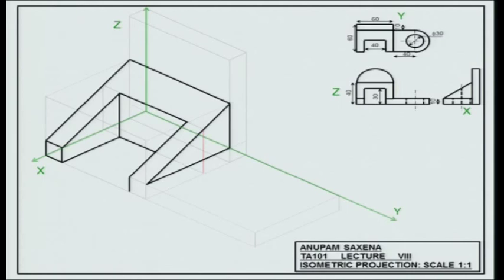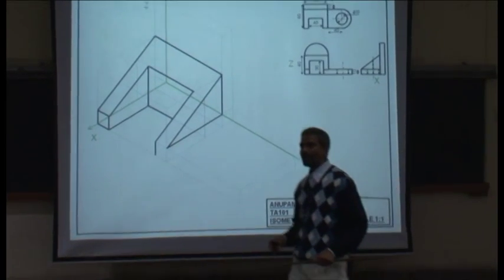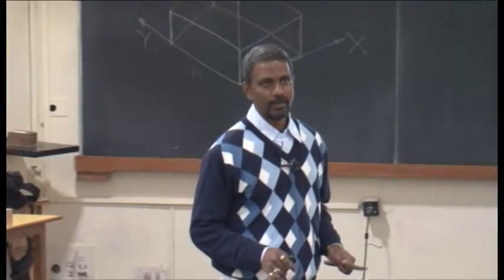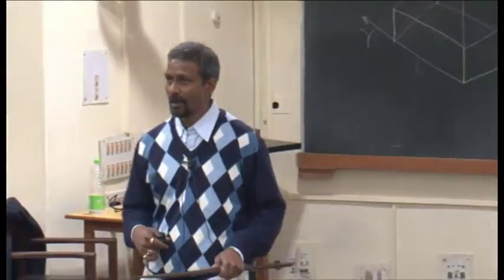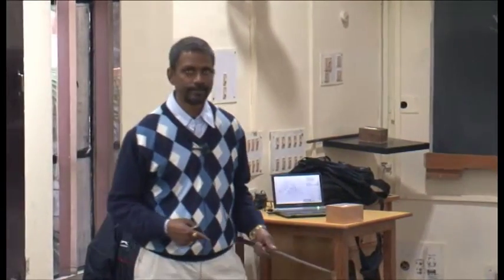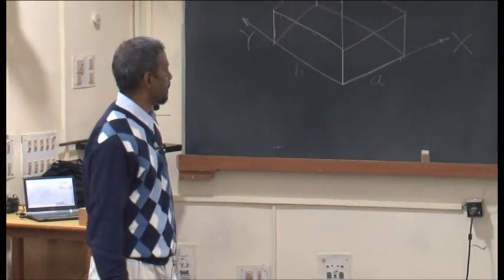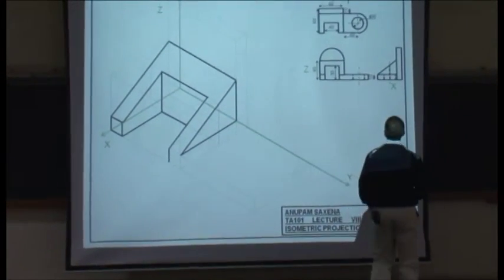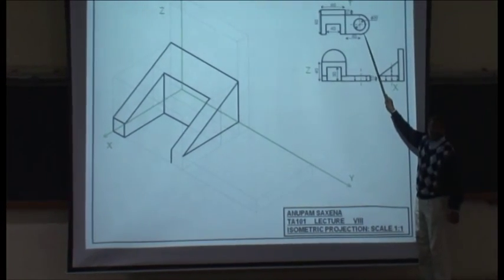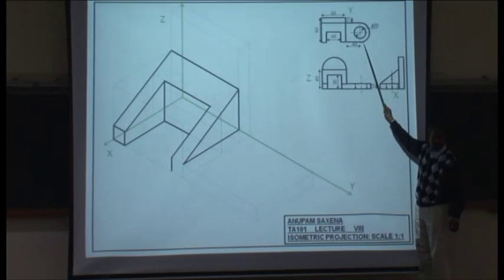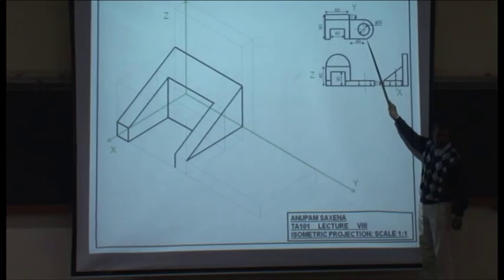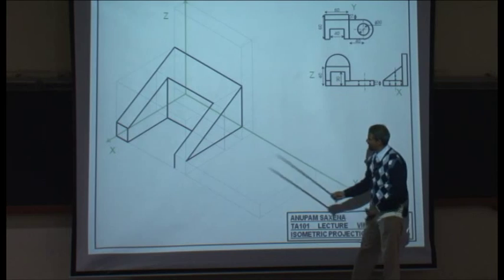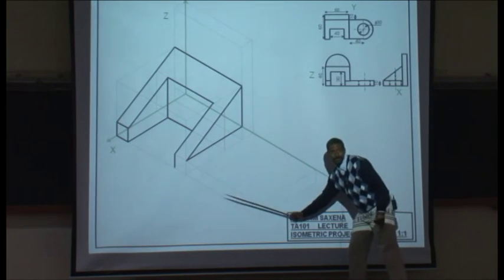Do appreciate how judiciously I'm drawing my solid lines without spoiling my sheet. That can happen only if I'm prepared. If I'm not prepared, I'll start making mistakes. Now, here comes the interesting part. This circular arc will be appearing as an elliptical arc on which plane? On this plane here.